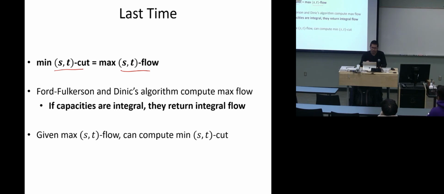Also, we learned how to compute max flow using 2 algorithms, Ford-Fulkerson and Edmonds-Karp. And if the capacities are integers, they will return an integral flow as well. So the flow on every edge is an integral value. You also see that if you have max flow, you can compute min cut fast. Okay. All right, so that's just to recap what we have from last time.